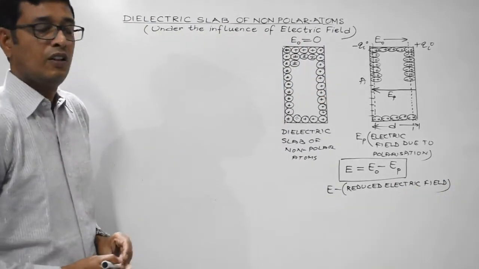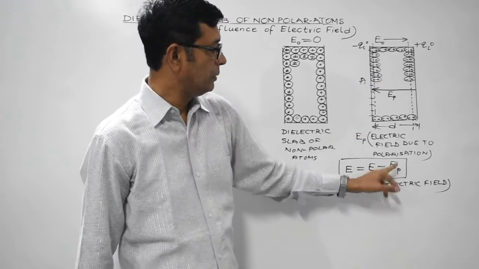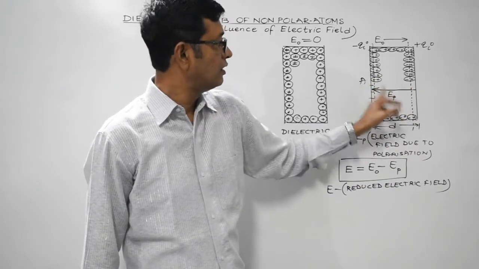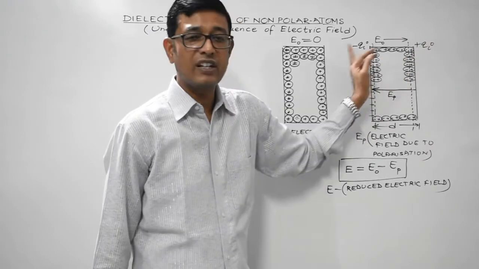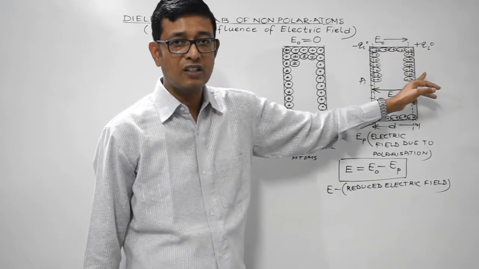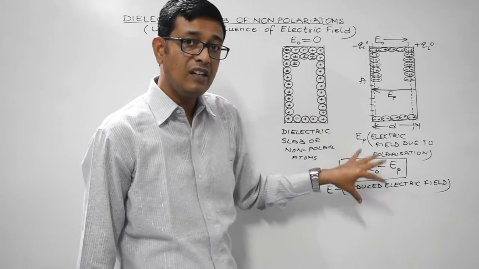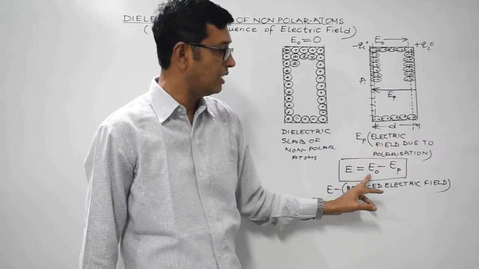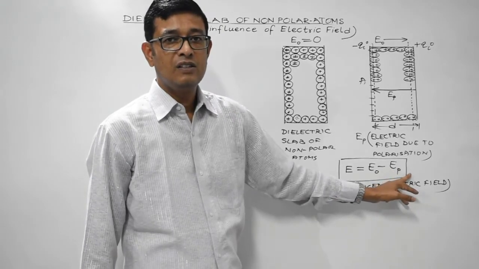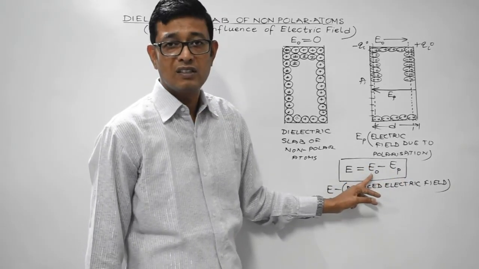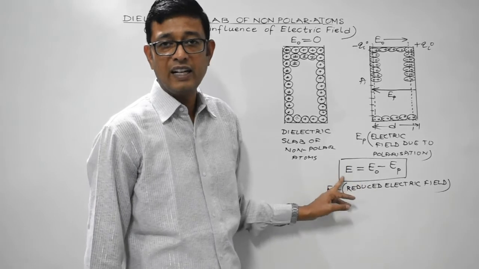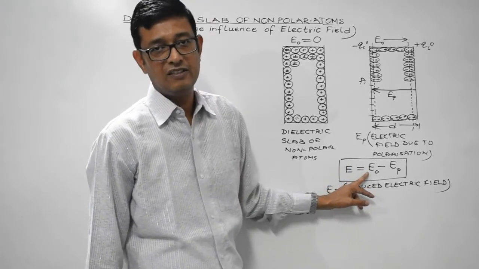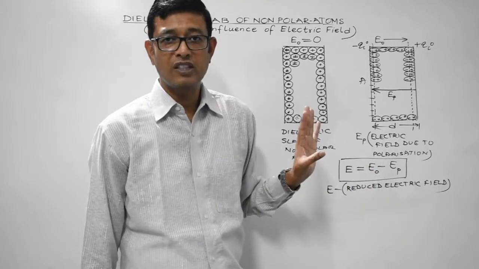Fine. So E0 is the applied field, EP is the electric field due to polarization, which is present due to these charges which get induced on the opposite faces of the dielectric, and E is the net field inside the dielectric, which obviously gets reduced and is given by E0 minus EP. Obviously E0 is the dominating one, it is the applied field, so the direction of the net field inside the dielectric will be along the direction of the applied field, right? This is a very, very important statement.